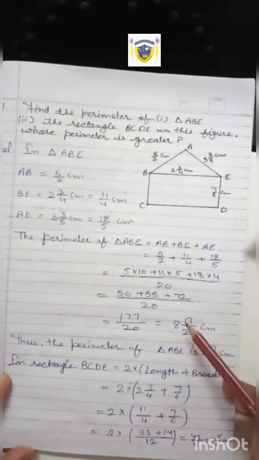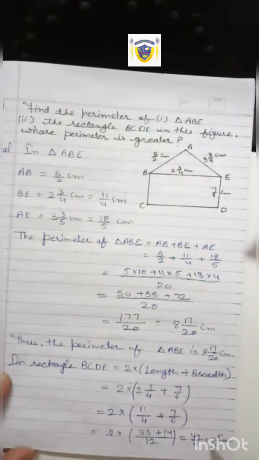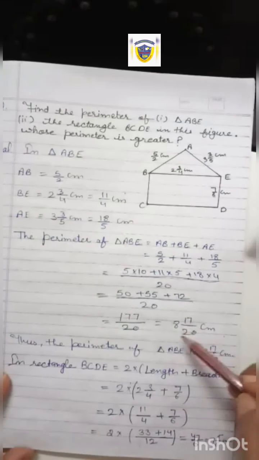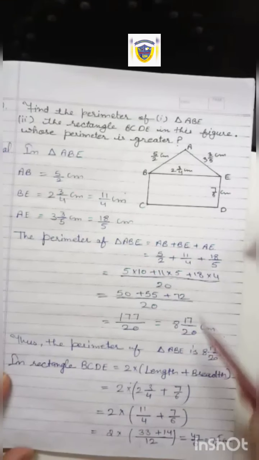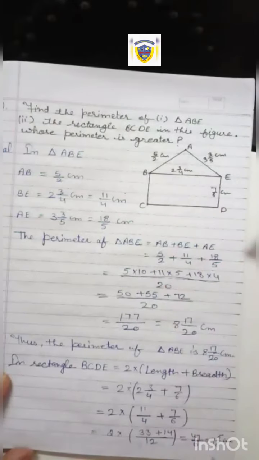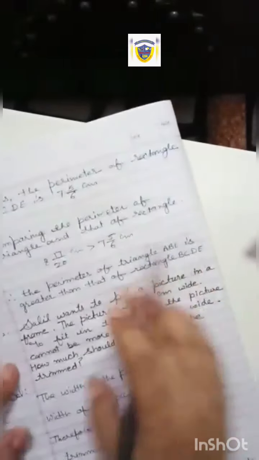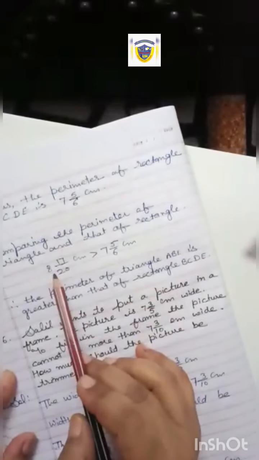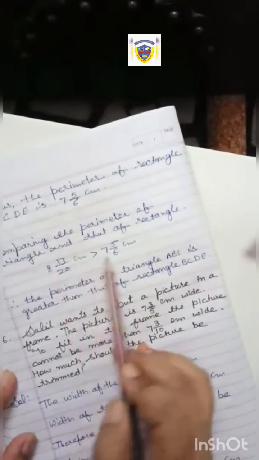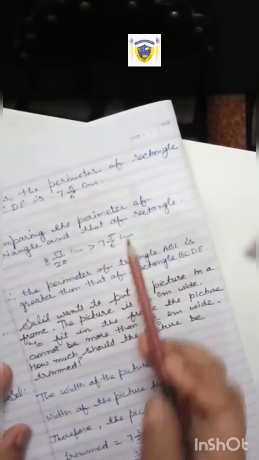Here the perimeter of the triangle is 8 17 upon 20. Here the perimeter of the rectangle is 7 5 by 6. 8 is greater than 7. So the perimeter of this triangle is greater than the perimeter of the rectangle. We have mentioned here that the perimeter of the triangle is greater than the perimeter of the rectangle.